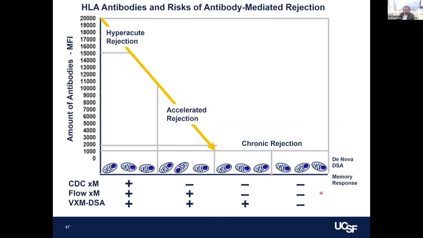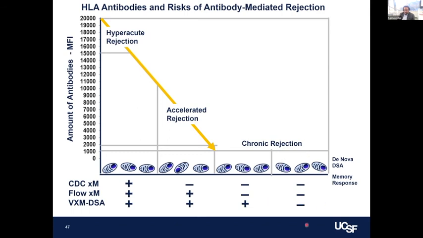So whatever testing you use, if you have antibody and the CDC cross match is positive or the flow cross match is positive, you see hyperacute rejection. We don't see this because the CDC cross match has become very standard in many centers. We don't see this once we remove it. But if some centers transplant with a positive flow cross match and more DSA positive, that creates more hyperacute or acute rejection, and accelerated antibody mediated rejection. Then chronic rejection can be possible when you transplant with a low level of DSA.